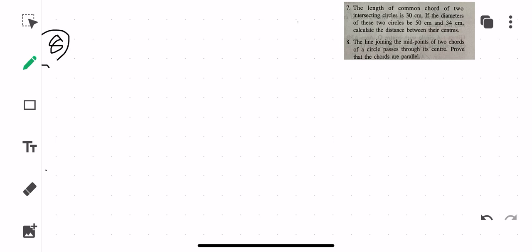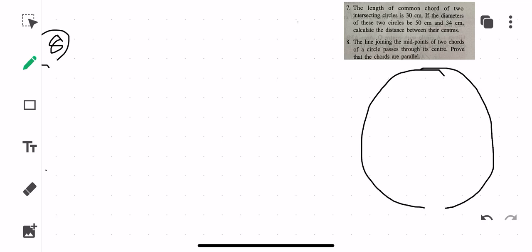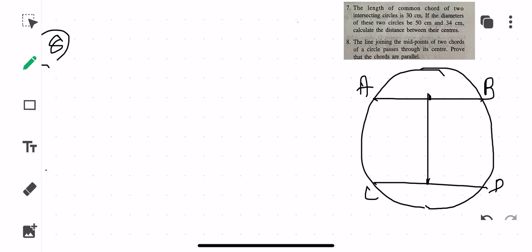The line joining the midpoints of two chords. Okay, so suppose this is the figure that I am drawing. Joining the midpoints of two chords is passing through the circle. So suppose these are the chords which are there. So this is AB and this is CD, and then this is its midpoint, this is its midpoint. They are saying the line which is joining the midpoints is actually passing through the center. So you have to prove what? You have to prove that the chords are parallel.